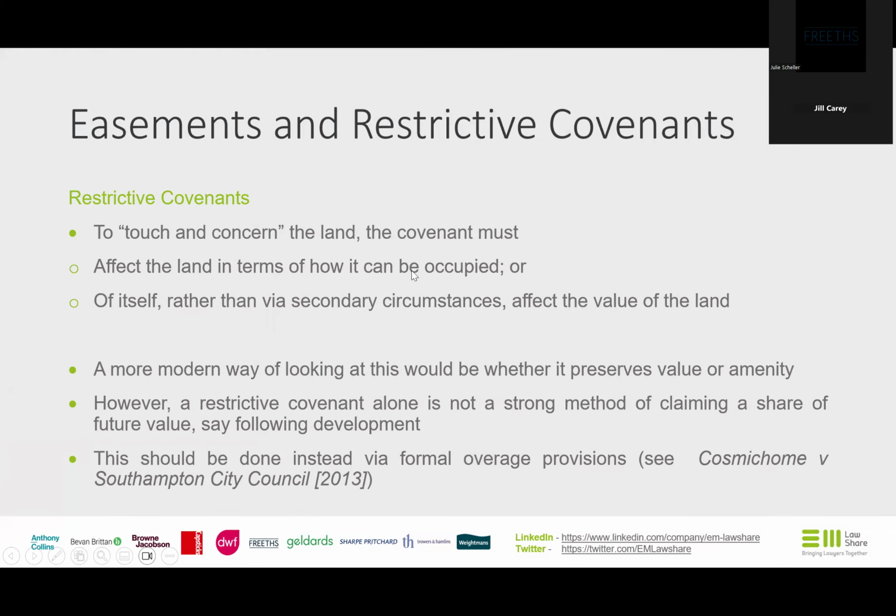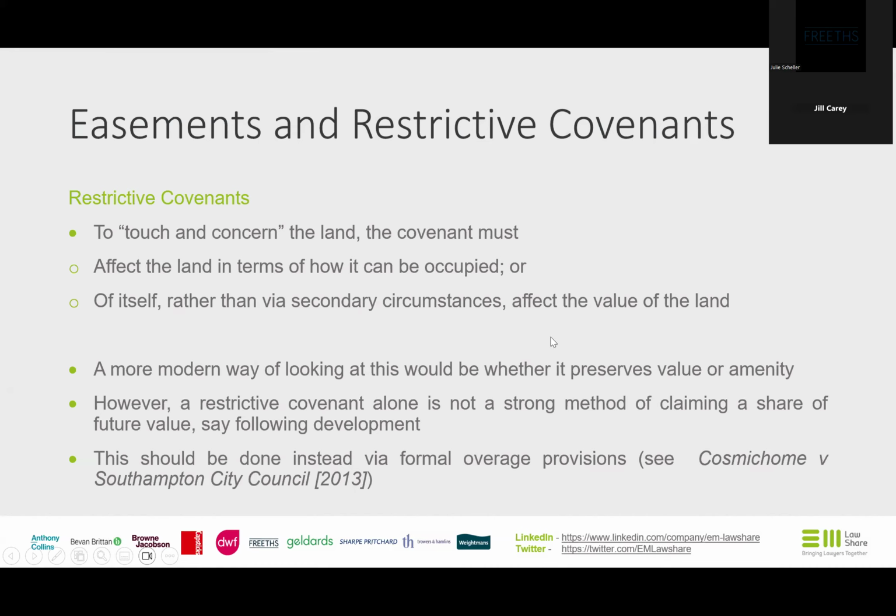To touch and concern the land, the covenant must affect actually how the land can be occupied. So it must affect the value of the land as well, but by virtue of the covenant itself, not via secondary circumstances. So an easier way to word that is, does the covenant preserve the value or amenity of the land with the benefit of the covenant?